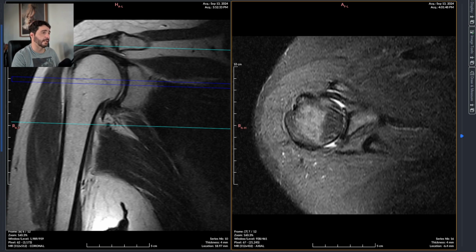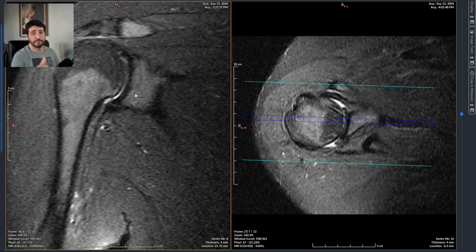So we have a case of painful shoulder of a middle-aged woman. So let's see if we can find any signs of trauma. Okay, so what am I looking for to say this is trauma? I have to look for fractures, for bone edema, and most commonly on shoulder scans I have to look for signs of anterior or posterior shoulder dislocations.